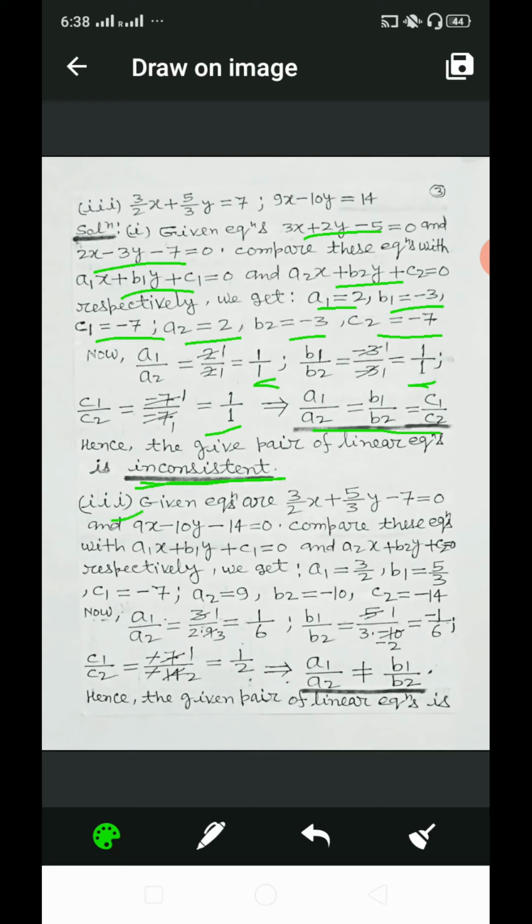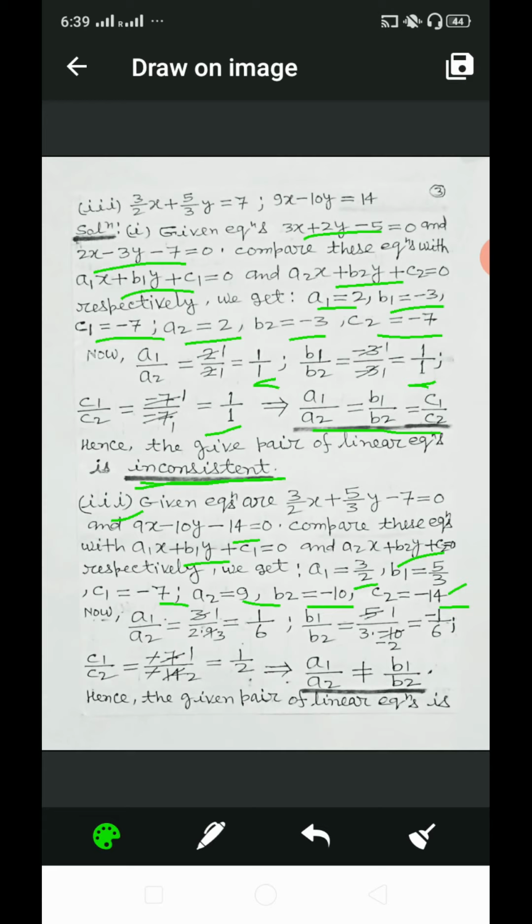Third, given equations are 3 by 2x plus 5 by 3y minus 7 equal to 0 and 9x minus 10y minus 14 equal to 0. Compare these equations with a1x plus b1y plus c1 equal to 0 and a2x plus b2y plus c2 equal to 0 respectively. We get a1 is equal to 3 by 2, b1 is equal to 5 by 3, c1 is equal to minus 7, a2 is equal to 9, b2 is equal to minus 10, c2 is equal to minus 14.